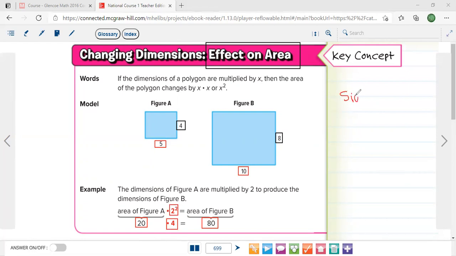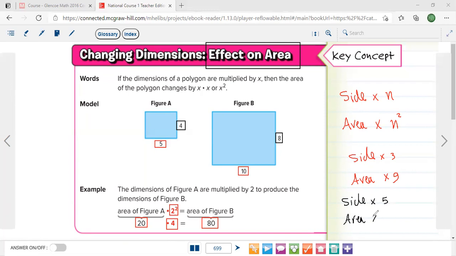So side multiplied by n, so area multiplied by n squared. Means if the side is multiplied by 3, for example, the area should be multiplied by 3 power 2, which is 9. Again, if the side is multiplied by 5, for example, the area should be multiplied by 5 power 2, which is 25. Means 5 by 5. And so on.